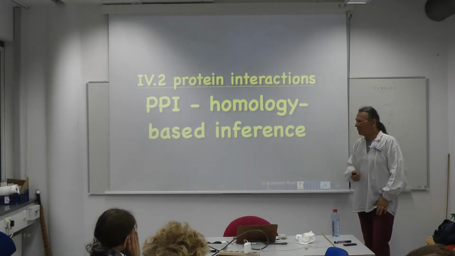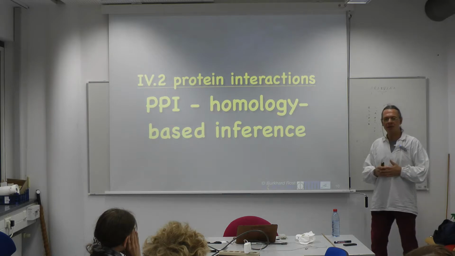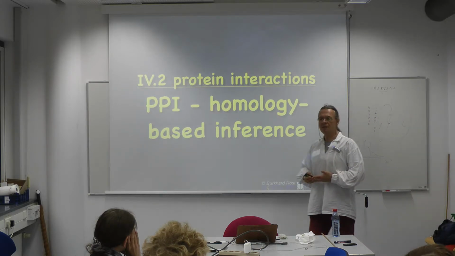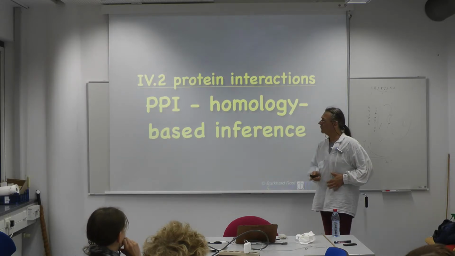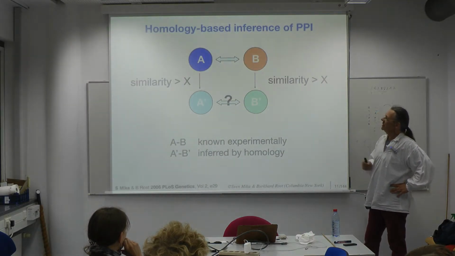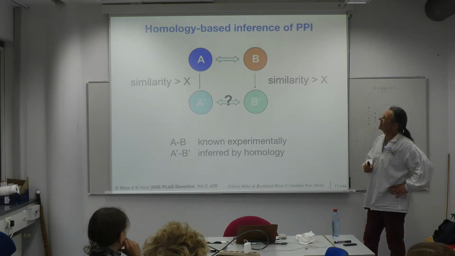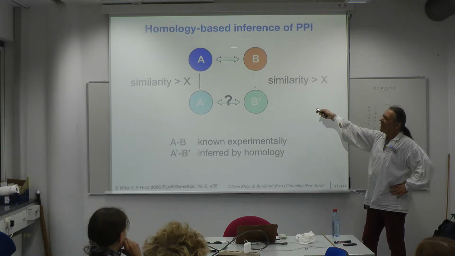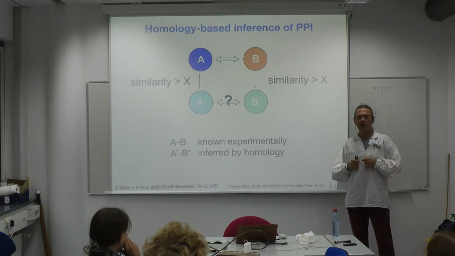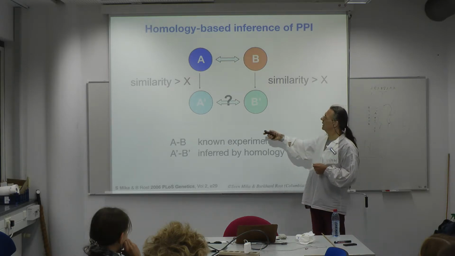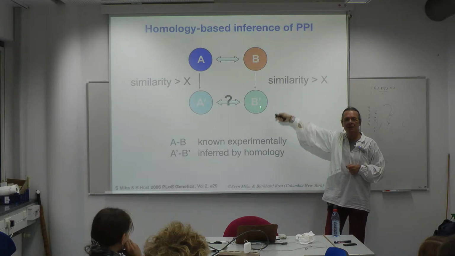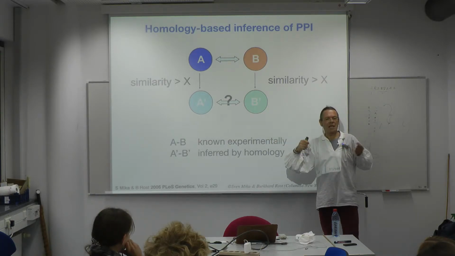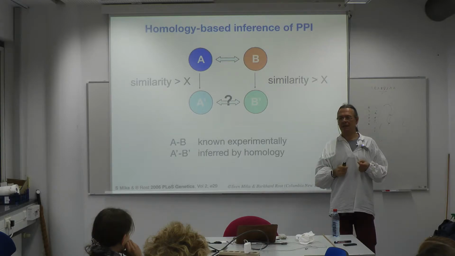Now, the first issue always is homology-based inference. I want to predict that two proteins interact. The first question is, where can I do this with homology-based inference? It's the same as always, just in this particular case, through the pair situation, slightly more complicated. You know experimentally that A and B interact, and you have a protein A prime that is similar to A, and a protein B prime that is similar to B. I want to simply say that A prime and B prime interact.